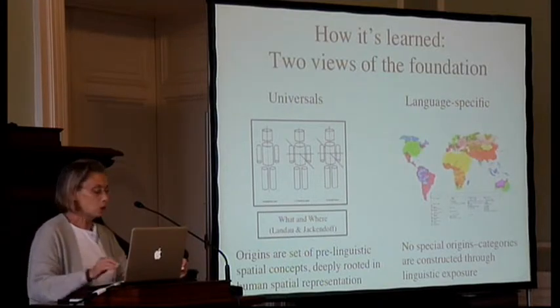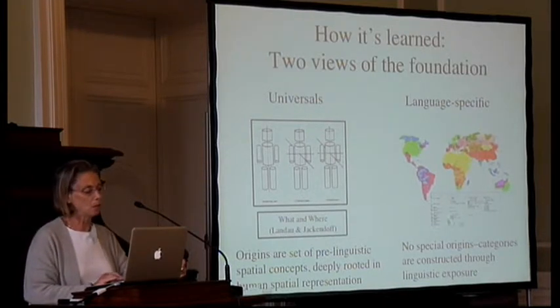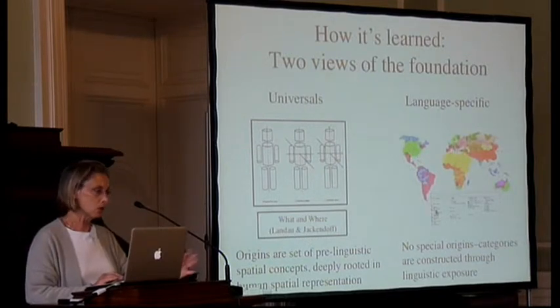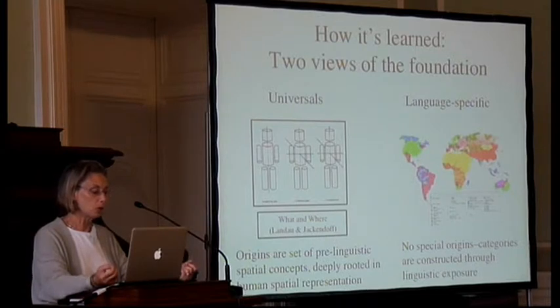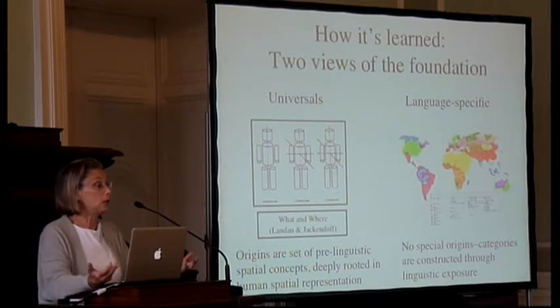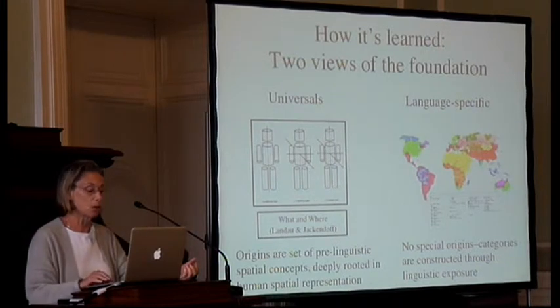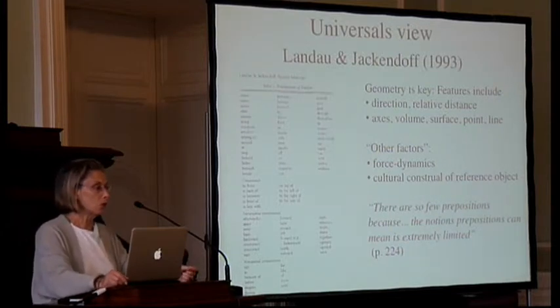The other view, which has been prominent in the field, is what I'll call the language-specific view. This is the idea that, based on the observation that there really is considerable variation in how spatial relationships are encoded across languages, the origins have no special categories. That is to say, you're not born with pre-linguistic categories that will be used for spatial language learning. Rather, they're constructed through linguistic exposure. So in order to learn the spatial categories of your language, you simply have to hear your language. There are no constraints on those categories. The universals view is one that I'm going to espouse. I still believe it's true.